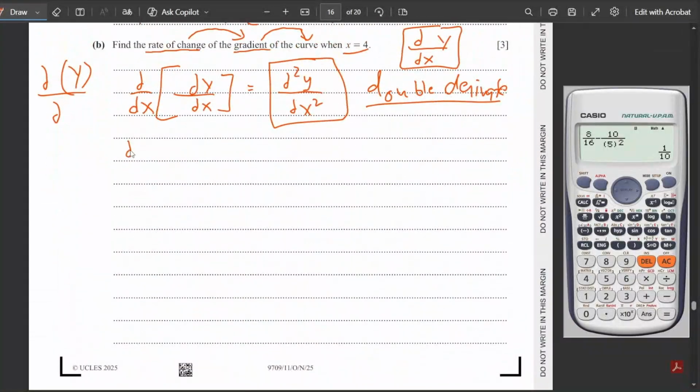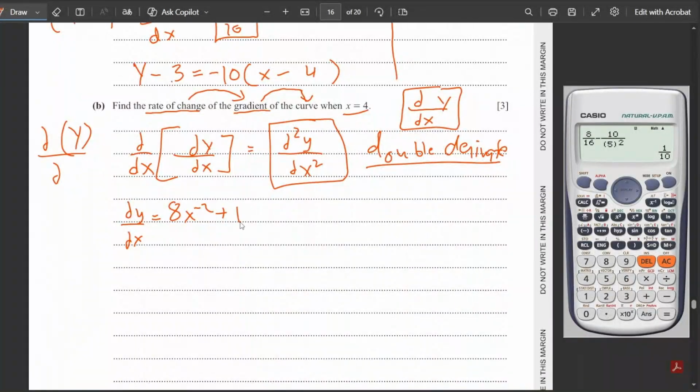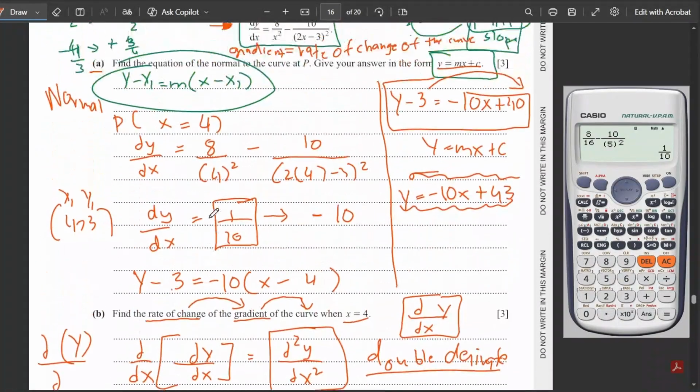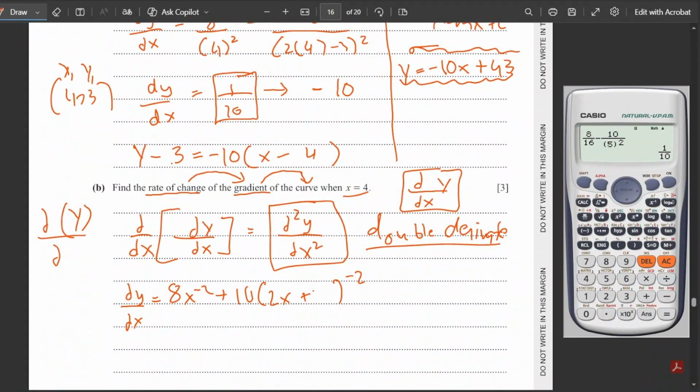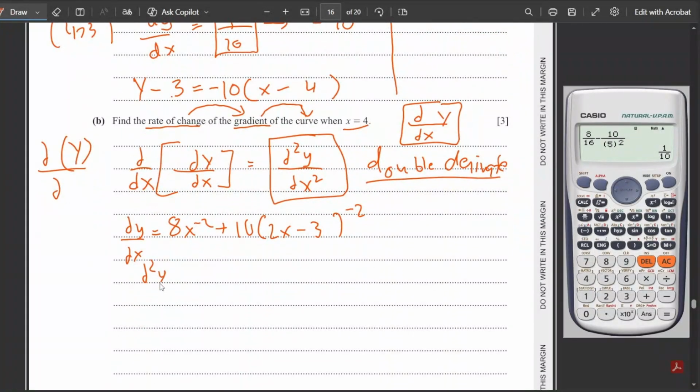So what's dy by dx? dy by dx is equal to 8 times (x minus 2) plus 10 times minus 2, and inside of the bracket I believe we have 2x plus 3 or 2x minus 3. Let me just check that. 2x minus 3. Okay, so let's differentiate it again to get the double derivative.